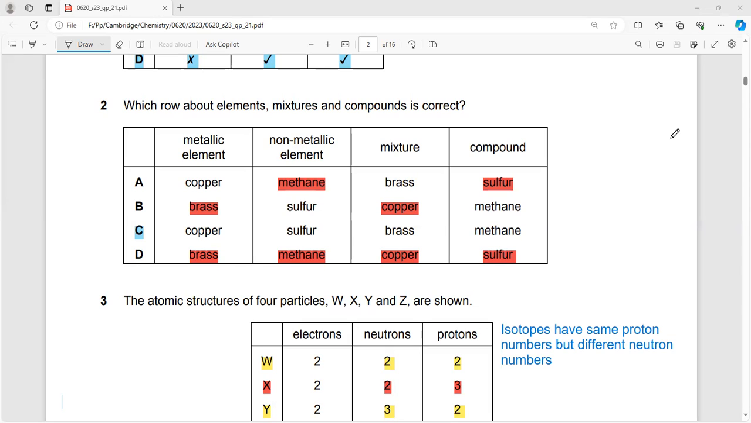So in the third column, the mixture, we have brass, which is a mixture of two different metallic atoms, for example zinc and copper, they mix together. So that's making an alloy. So what about copper? Copper is a metallic element. Here, the compound is methane, while sulfur is a non-metallic element. So C is our correct answer here.